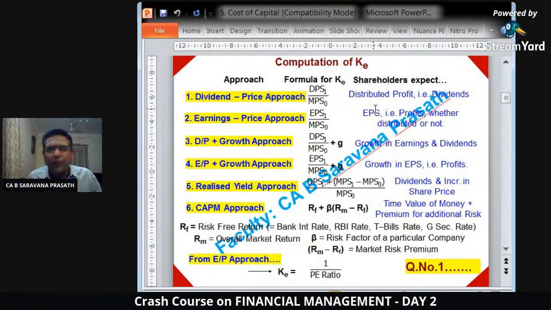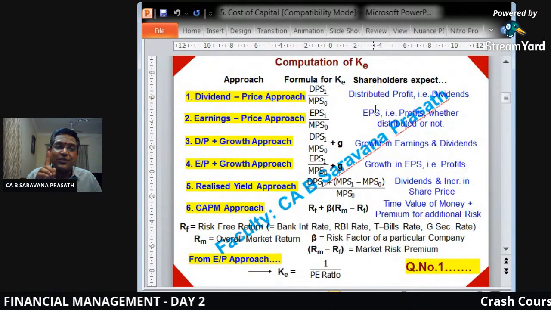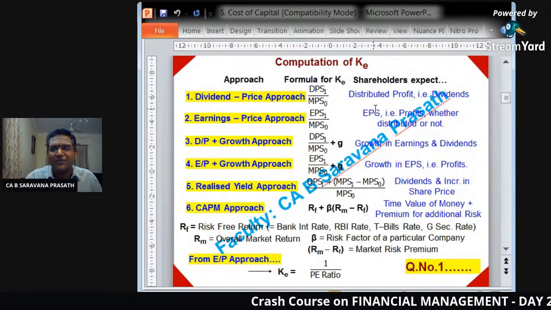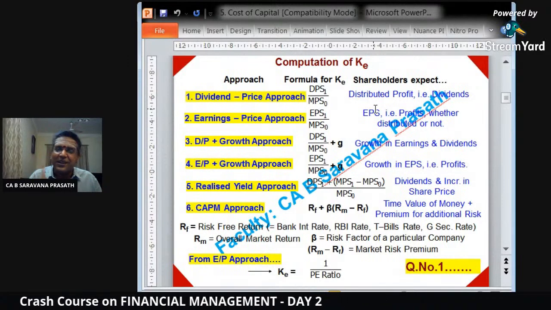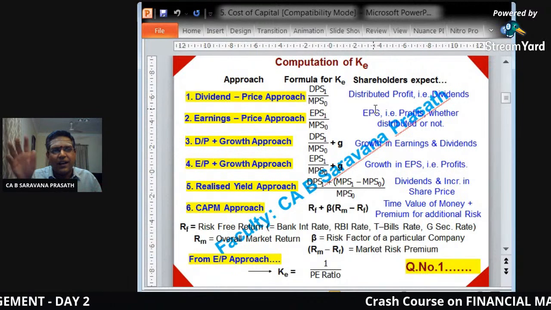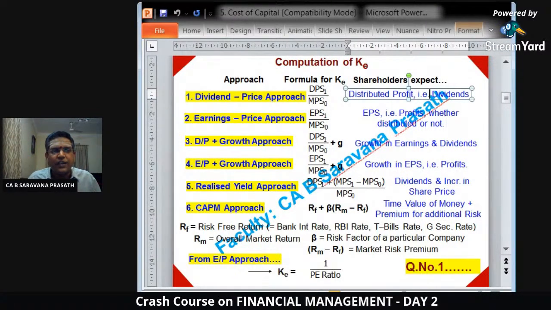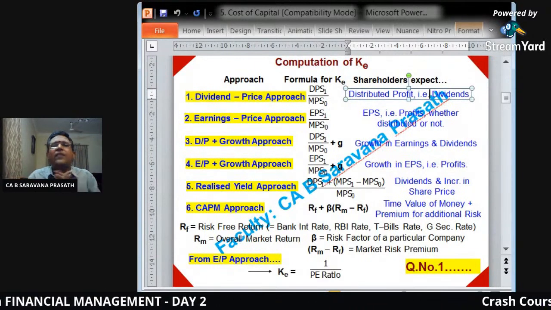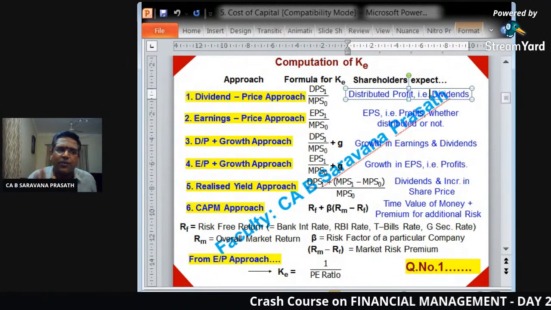We will work for 1 year, prepare the profit statement for the year ended 31st March 2021, compute the profit and then declare dividend out of that. So I have to wait for 1 year for dividend declaration. So next year's expected dividend divided by today's market price. Under this approach, the shareholders are expected to concentrate only on whether the company is distributing profit or not. Are we getting dividend? That is the shareholders' expectation.